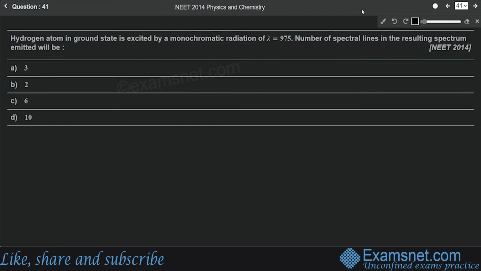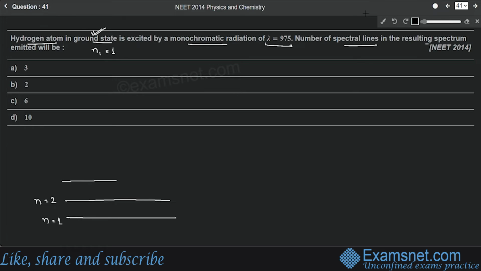Question number 41 is from the chapter Atoms, and the question is, hydrogen atom in ground state is excited by a monochromatic radiation of lambda equals to 975 angstrom. Number of spectral lines in the resulting spectrum emitted will be. So here it is given that hydrogen atom is in the ground state, that means the value of n is equal to 1. So n1 is equal to 1 here, and here we should know that there are several energy levels. So in the ground level n is equal to 1, then in the next level n equals to 2. Similarly, next level is n equals to 3, and then n equals to 4, and so on.